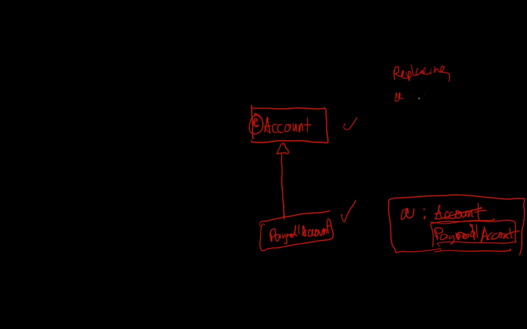Replacing a super type with its subtype should not break the system. So this principle right here, the Liskov substitution principle, is very important because it ensures that the polymorphic capabilities of your realizations and specializations are correctly implemented.